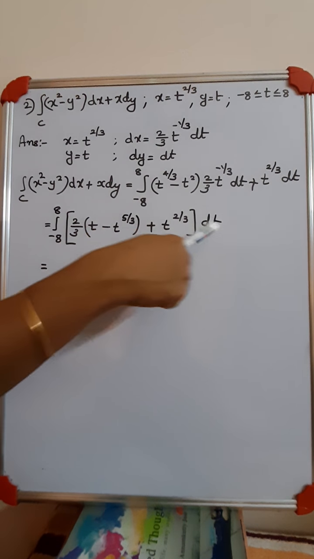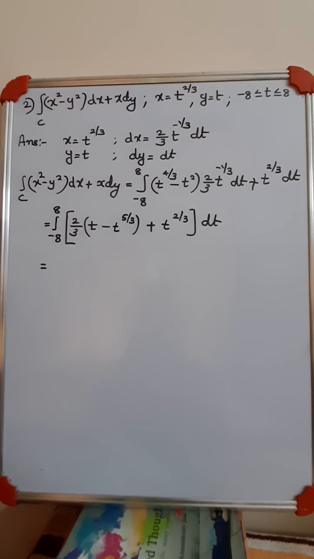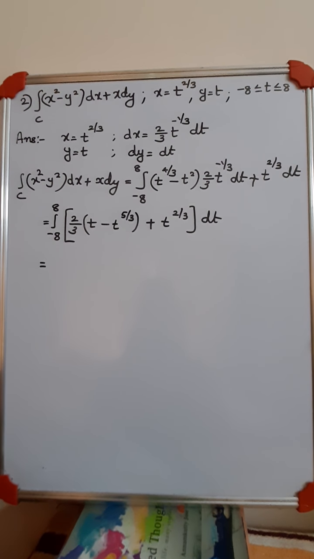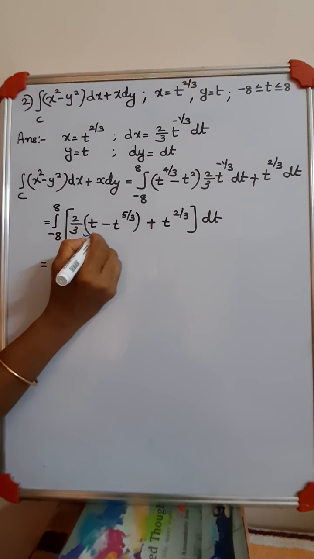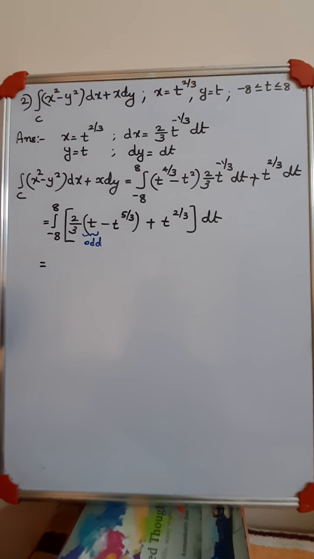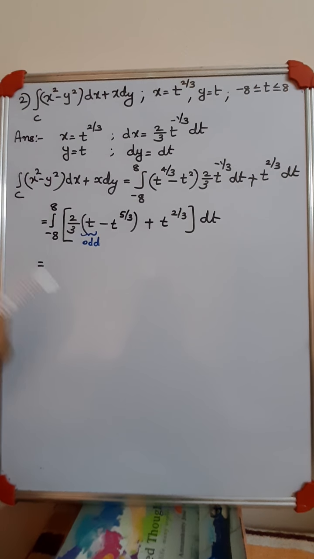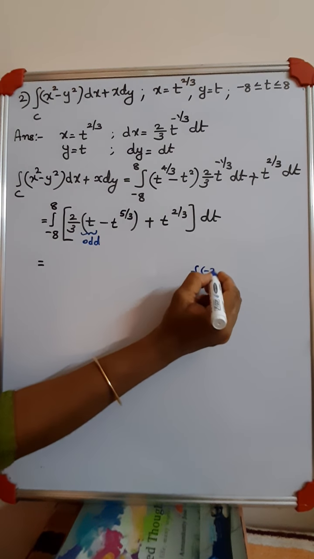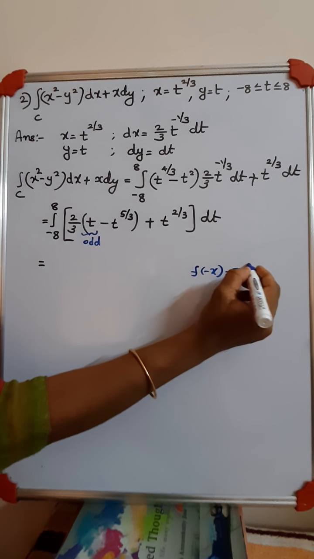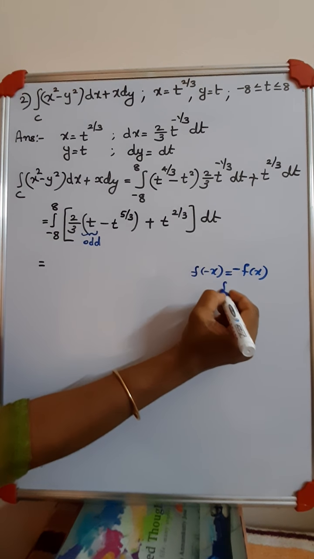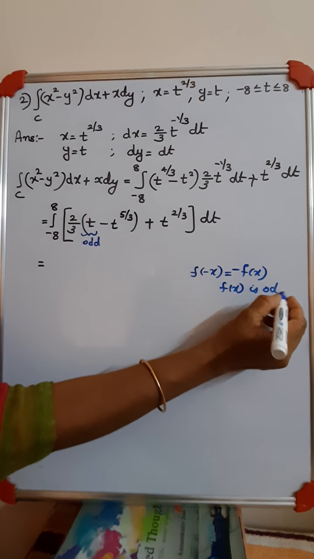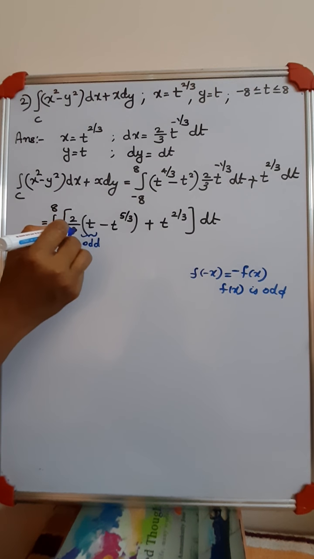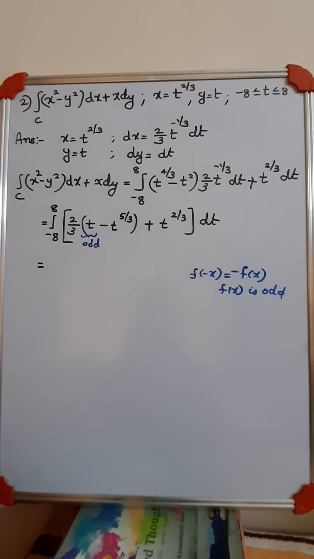Now in order to integrate this function, we can check whether the integrand is an odd function or even function, because limit is from minus 8 to plus 8. Then we can identify what is t. T is an odd function. Why? Instead of t, if we substitute minus t, what we get? Minus t. That means f of minus x equal to minus of f of x. Then we can say that f of x is odd. If we substitute t equal to minus t, the function becomes negative. So t is an odd function.